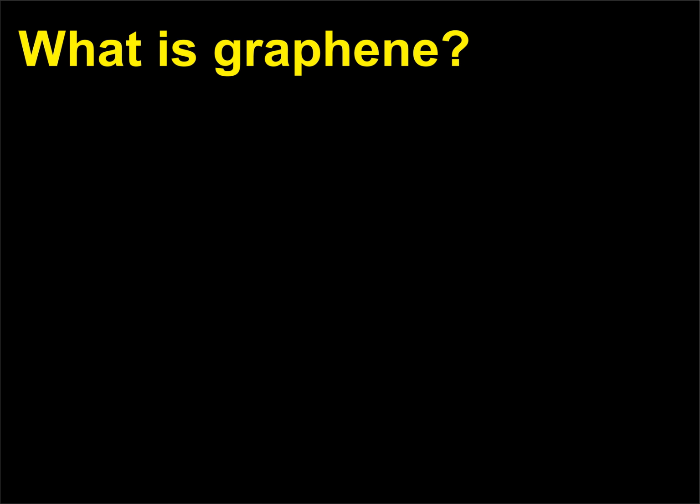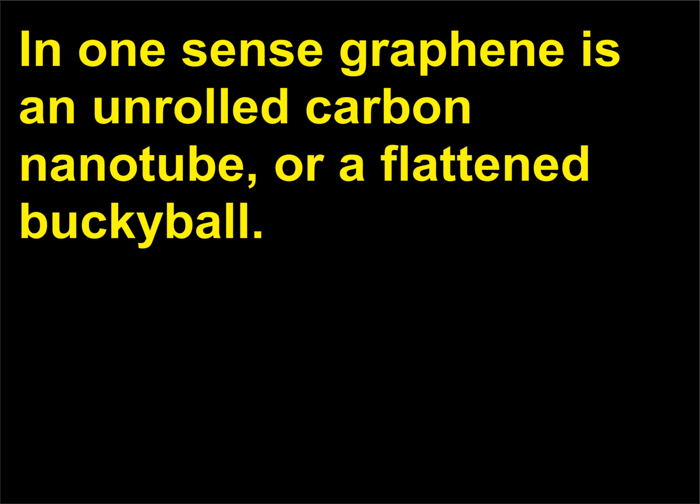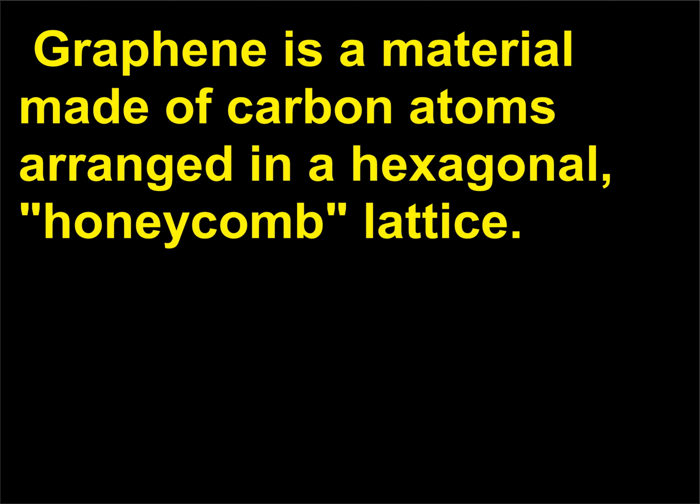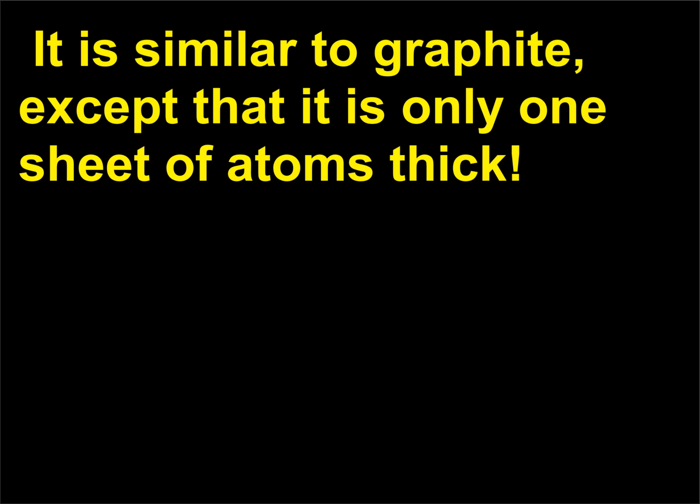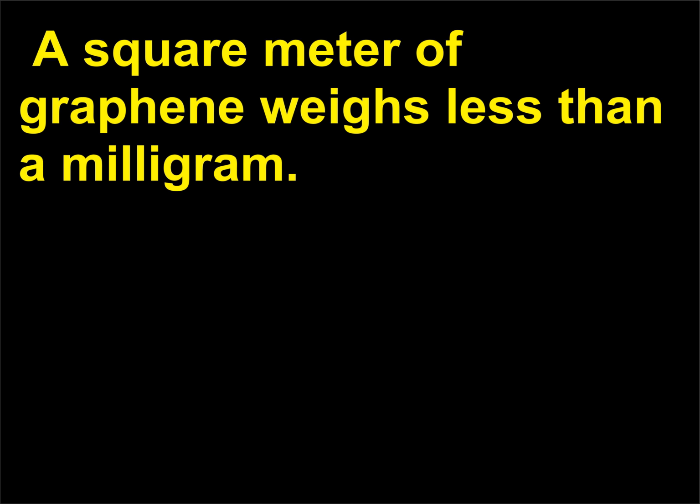What is graphene? In one sense, graphene is an unrolled carbon nanotube, or a flattened buckyball. Graphene is a material made of carbon atoms arranged in a hexagonal, honeycomb lattice. It is similar to graphite, except that it is only one sheet of atoms thick. A square meter of graphene weighs less than a milligram.